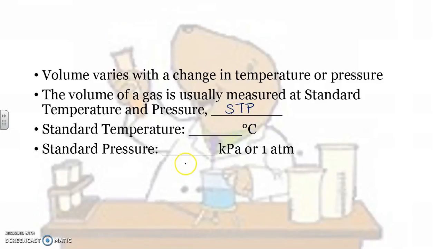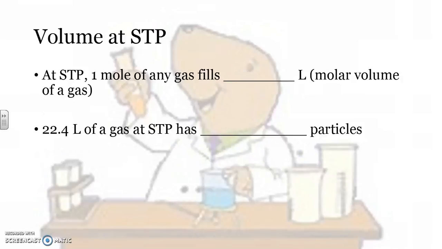The conditions for standard temperature and pressure would be 0 degrees Celsius, which is the temperature at which water starts to freeze, and a standard pressure of 101.325 kilopascals, or 1 atmosphere. Typically, 1 atmosphere is the one we'll use. We will talk about the gas laws and how volume changes with temperature and pressure, but we're not going to worry about it right now.